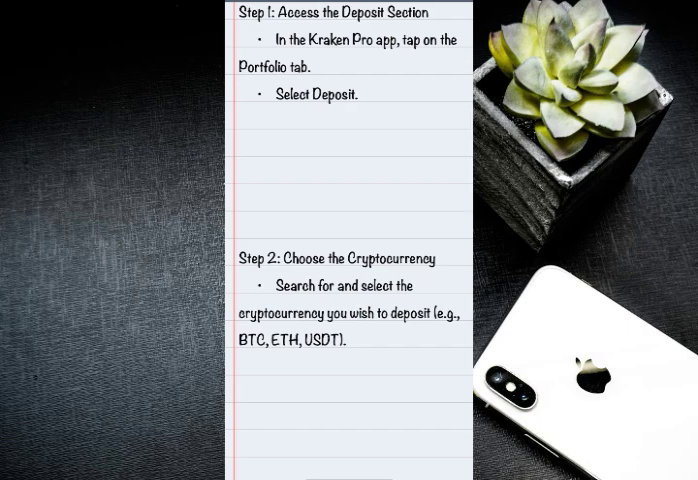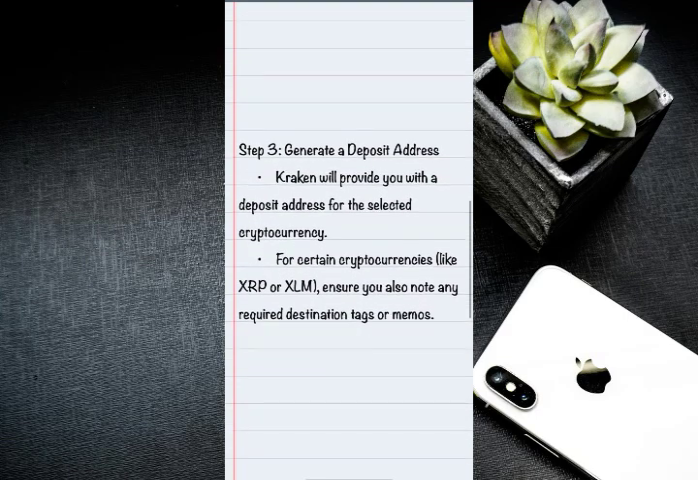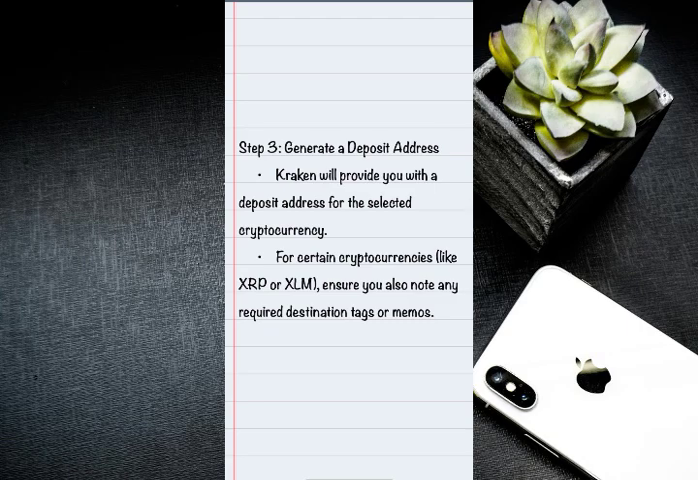Then from there you have to select the cryptocurrency you wish to deposit. For example, we have Bitcoin, we have Ethereum, we also have USDT. Then after that, you have to generate a deposit address. Kraken will provide you with a deposit address for the selected cryptocurrency.